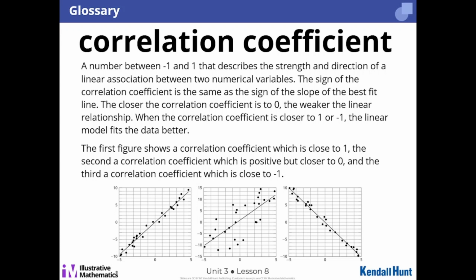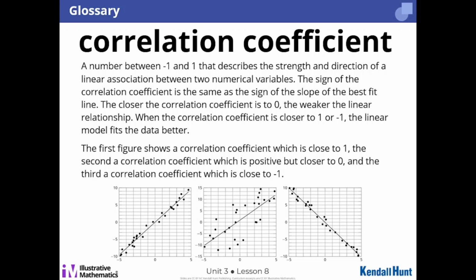A -1 correlation coefficient would be your scatter plot forming a perfectly straight line downward at a 45-degree angle, left to right. And 0 would be your weakest correlation. In this one, we would actually see the scatter plot all over the place, left to right, kind of looking like a cloud of dots.